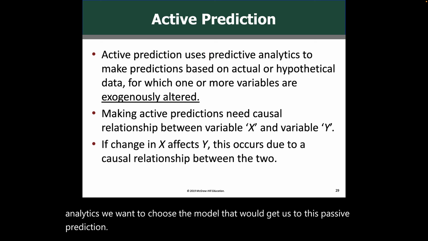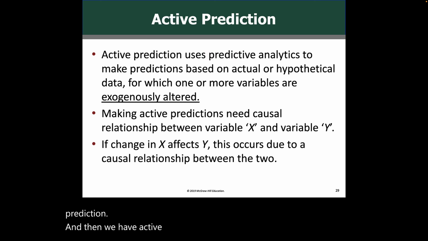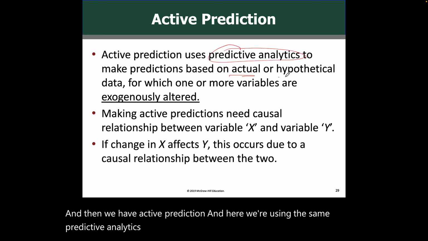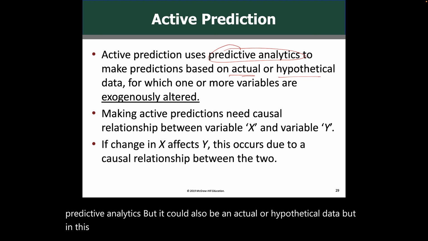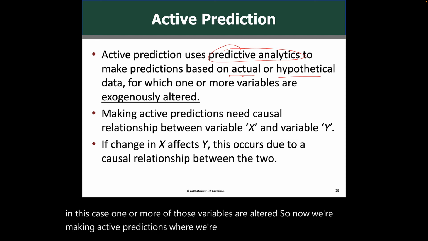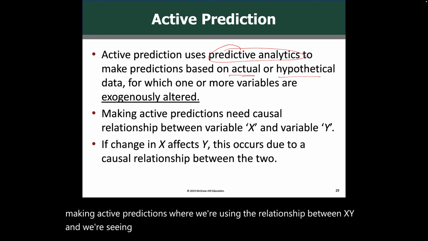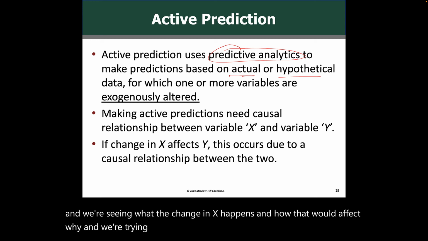And then we have active prediction. And here we're using the same predictive analytics, but it could also be on actual or hypothetical data. But in this case, one or more of those variables are exogenously altered. So now we're making active predictions where we're using the relationship between X and Y. And we're seeing what happens when X changes and how that would affect Y. And we're trying to find that causal relationship between the two variables.